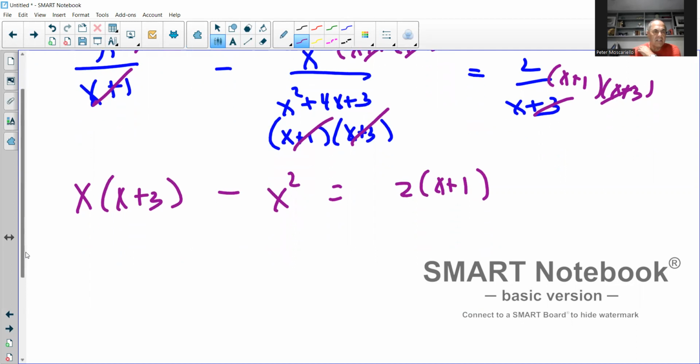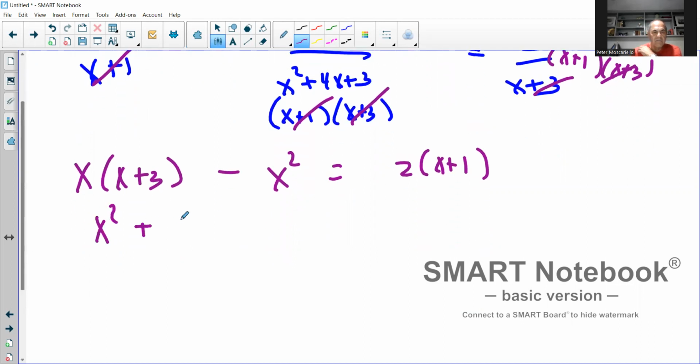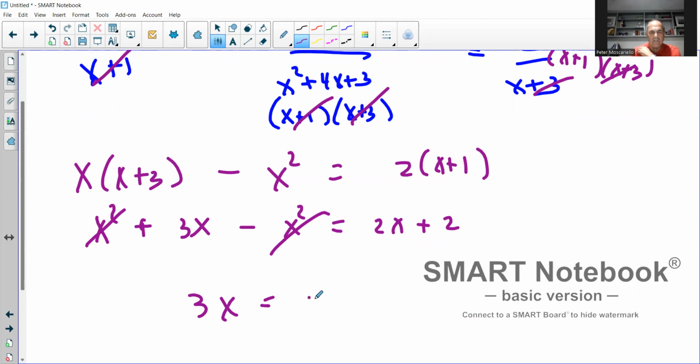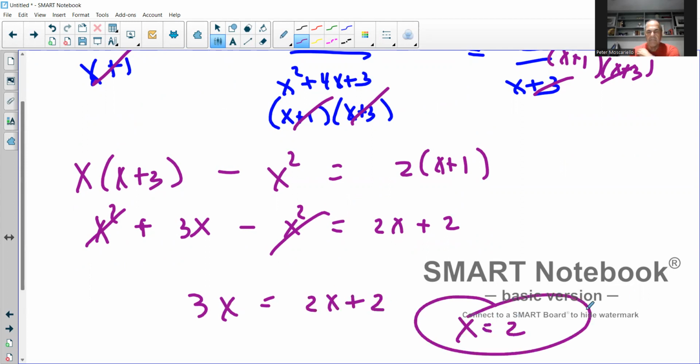The good news here is the x squareds cancel, so it's not quadratic at all. You get x equals 2, right? Yep. All right, so this was number 23. So make a note, number 23 doesn't end up quadratic. That's good news for you.